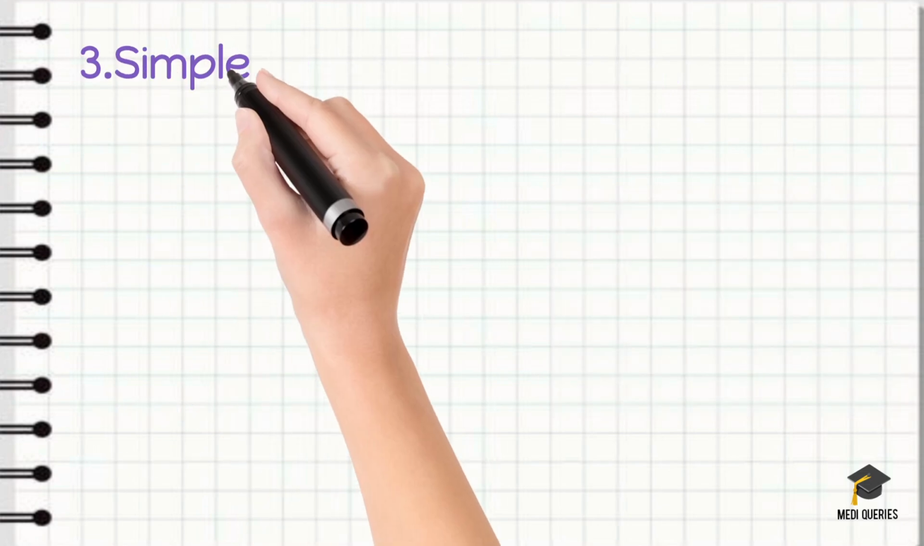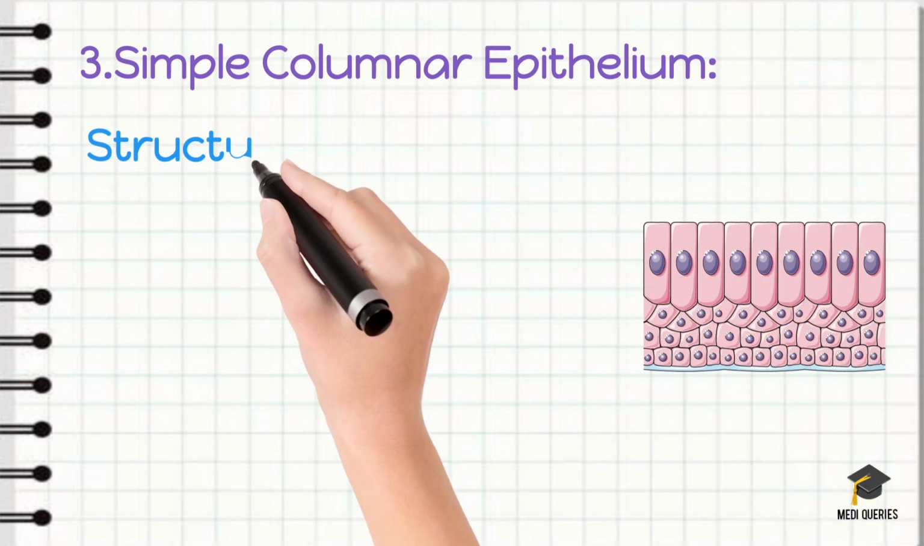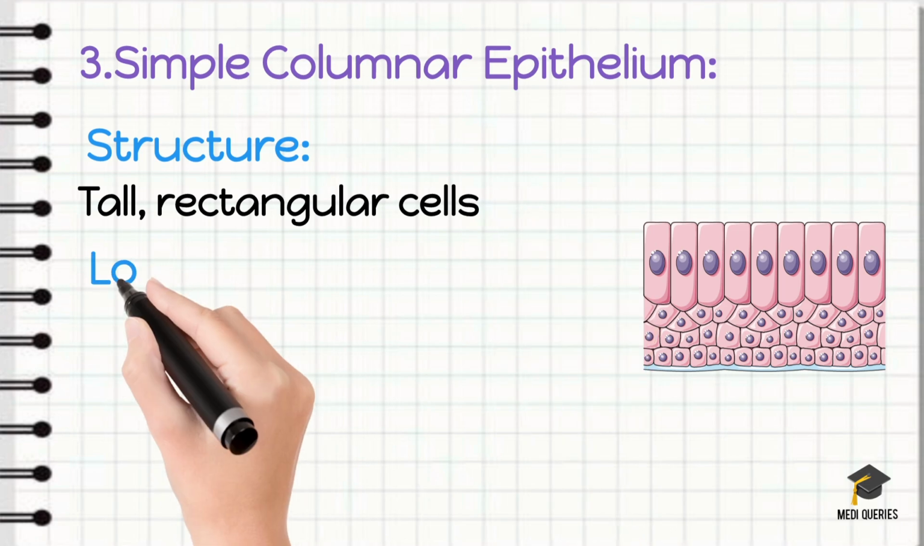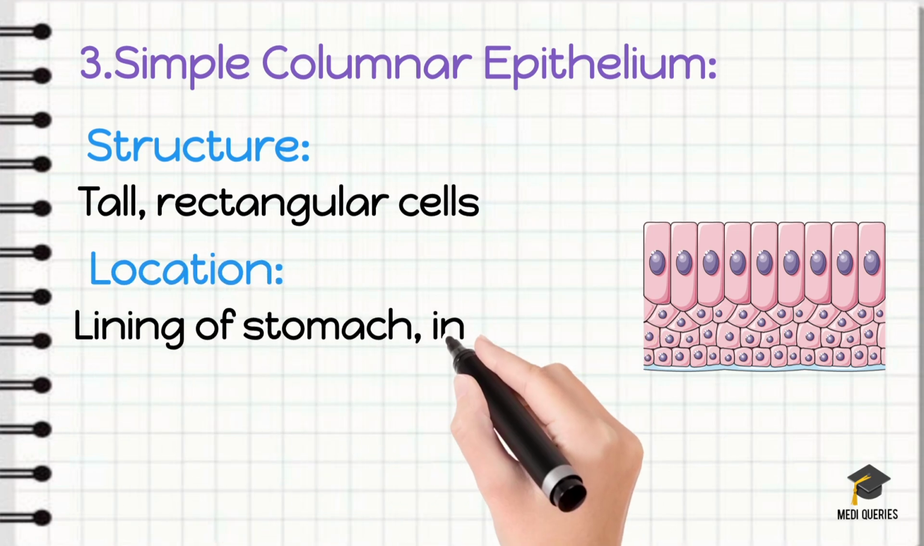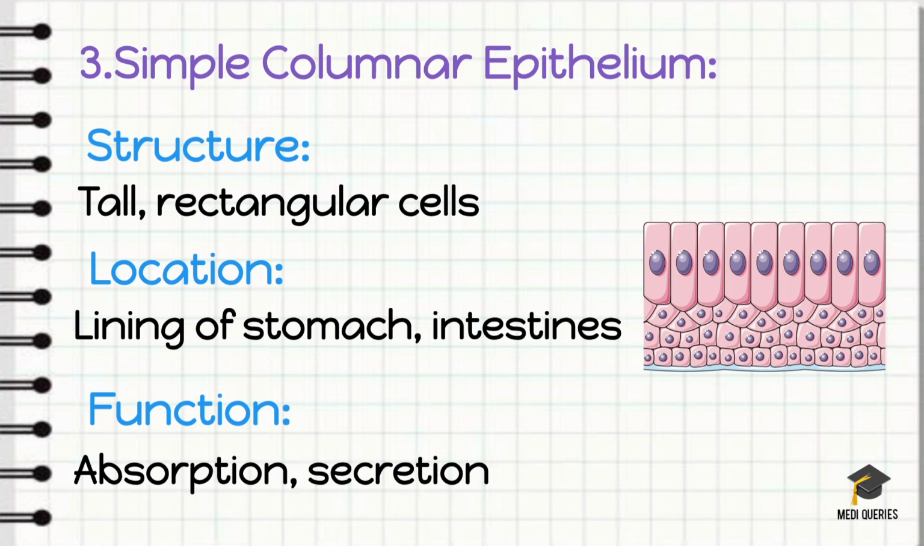Next one is the simple columnar tissue. Coming to the structure, it has tall and rectangular cells which are arranged in columns on the basement membrane here. Observe the diagram clearly to see how these cells are arranged. Coming to the location, these are mainly present in the lining of the stomach and the intestines. Coming to the function, it is mainly used for the absorption and secretion processes, as these tissues are located in the linings of the stomach and the intestines.